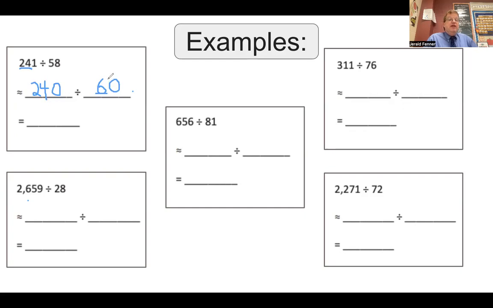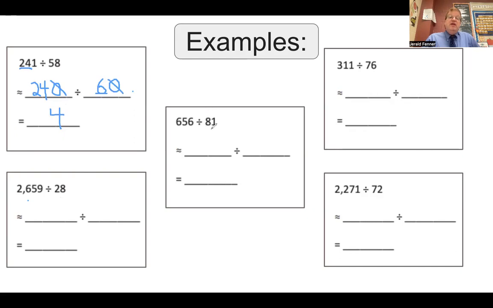So then we just cross out our zeros. We have a 0 there in the divisor, a 0 in the dividend. Do we need any zeros down here? Nope. So then we have 24 divided by 6. 24 divided by 6 is 4. Okay, let's go to this next problem right here. 656 divided by 81. Always round the divisor first.